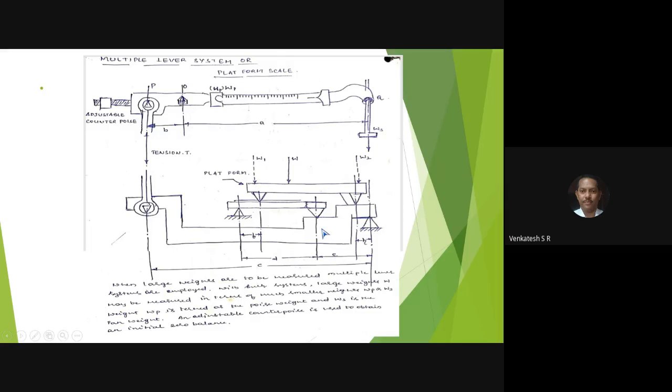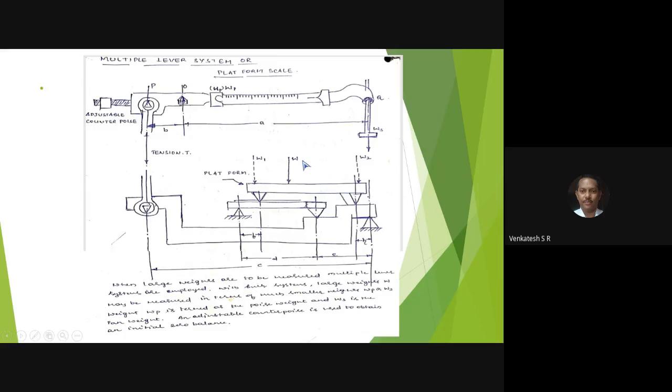is placed on the big lever. So both levers support the platform. Once again, this is the beam with the adjustable counterpoise and the tension rod, and this tension rod is connected to a big lever. The big lever supports the small lever, which is hinged at one point, and the other end is supported under the big lever. These two levers support the platform.